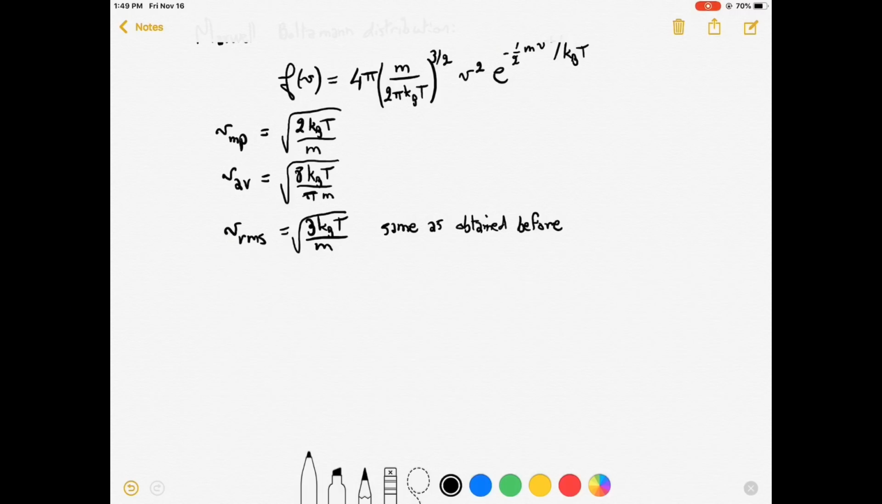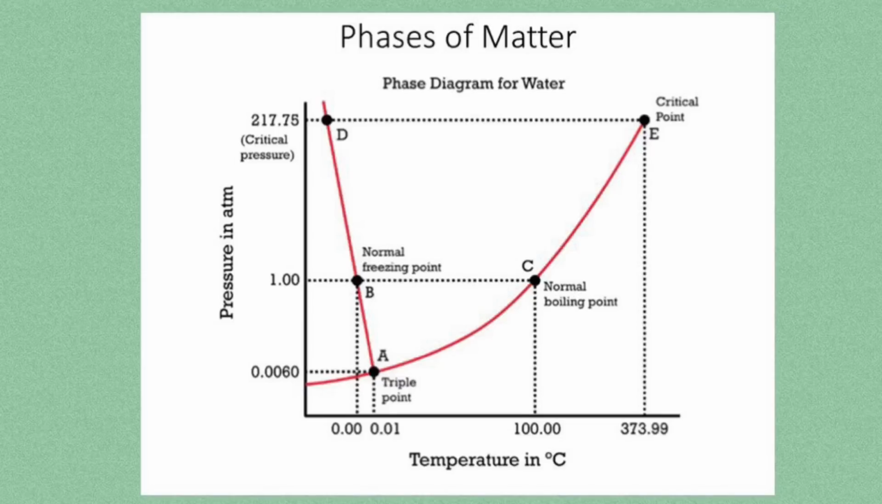Now a few more words, part 5, on the phases of matter. This is mostly for you to be able to read a phase diagram. We've already shown this phase diagram several times in this class in Physics 9B. This is the phase diagram of water, pressure as a function of temperature, and you have different regions. At low temperatures you have this solid region, and then the liquid region, and then eventually the gas region.